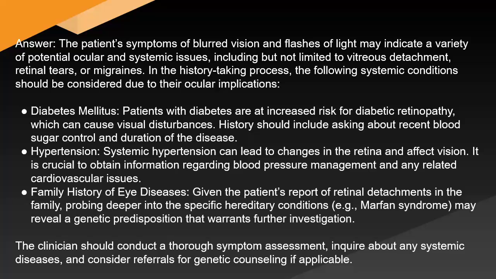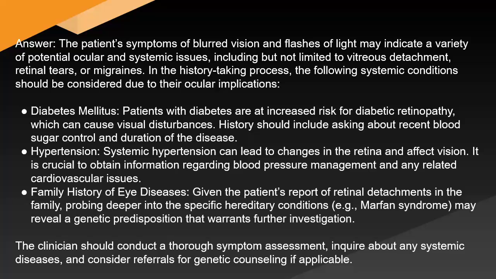Answer: the patient's symptoms of blurred vision and flashes of light may indicate a variety of potential ocular and systemic issues, including but not limited to vitreous detachment, retinal tears, or migraines. In the history-taking process, the following systemic conditions should be considered due to their ocular implications: diabetes mellitus. Patients with diabetes are at increased risk for diabetic retinopathy, which can cause visual disturbances. History should include asking about recent blood sugar control and duration of the disease.